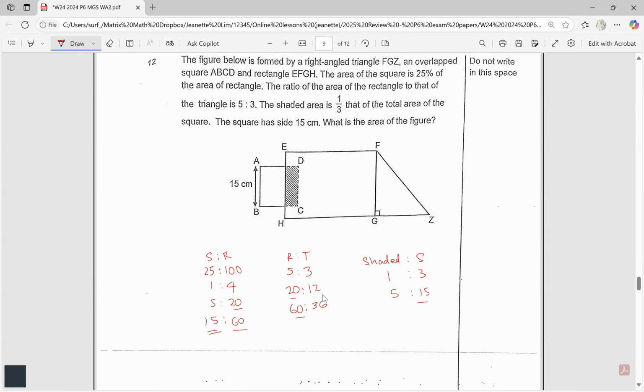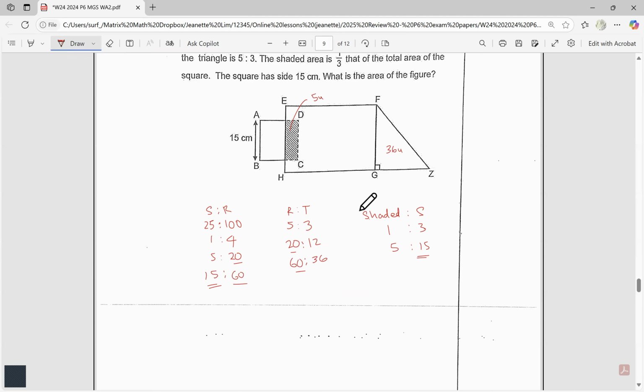Then underline a common base. Now what we do is we're going to put in the numbers for each of the areas. The triangle is 36 units. The shaded part is 5 units. So what about the square? The square is 15 units minus away the shaded part. So the unshaded part must be 10 units. Then for the rectangle, it's 60 units. Shaded part is 5 units. So this will be 55 units.